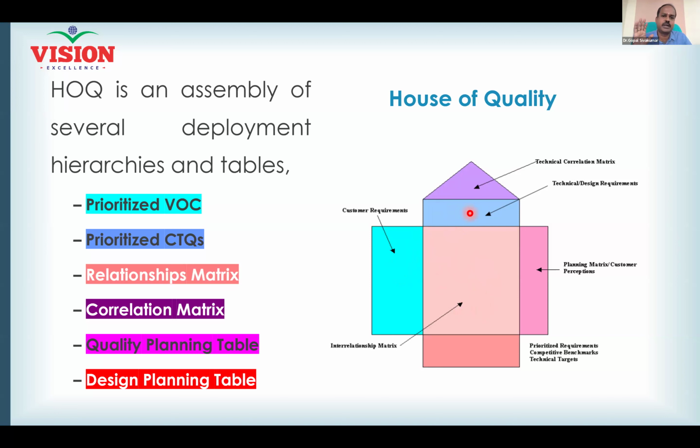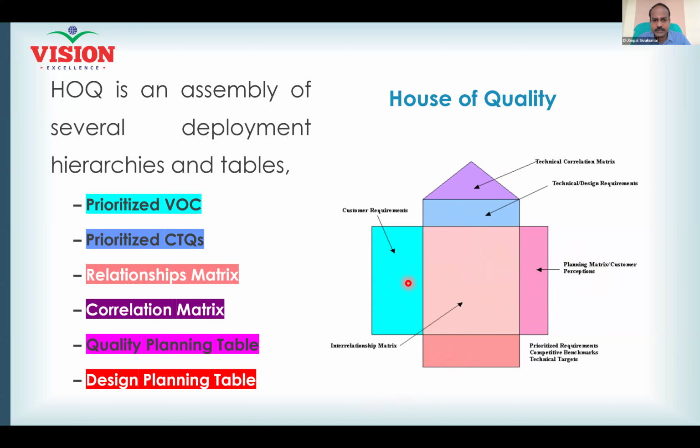Customer will say, I need a good product. I need the car to be user friendly. But what is user friendly? Technically, that will appear here. And here is the relationship known as relationship matrix. And then this pink color area, this is known as planning matrix, planning or customer perception matrix. And here finally is the quality, design planning. This is design planning and this is quality planning. This is quality planning and here it is design planning.